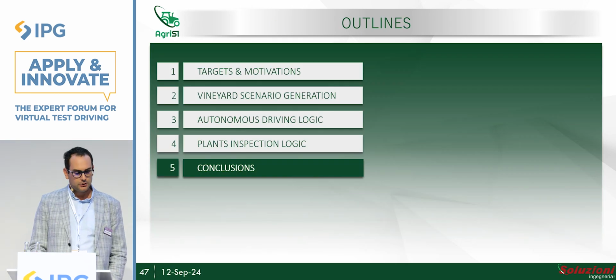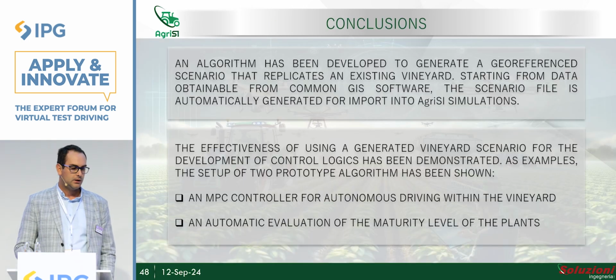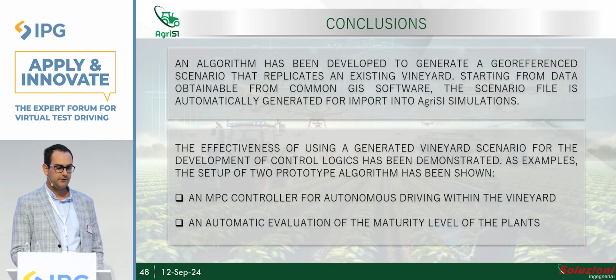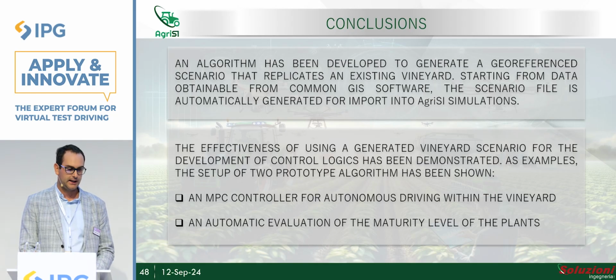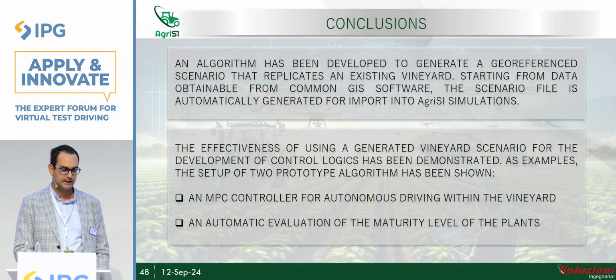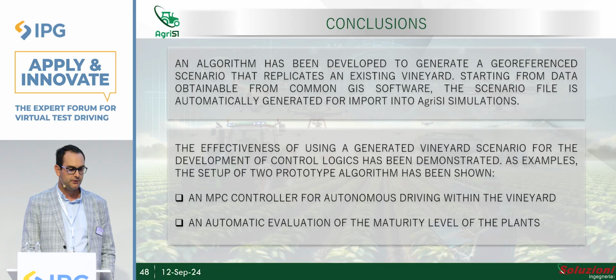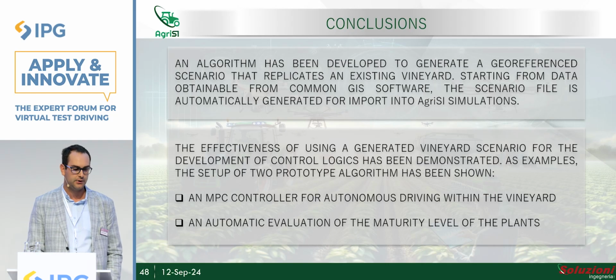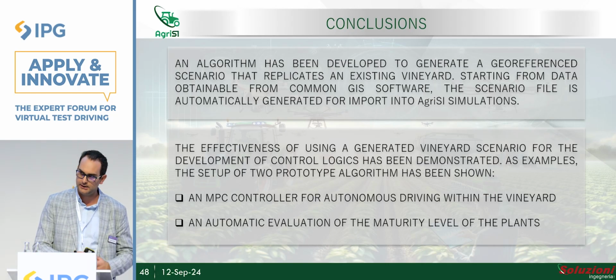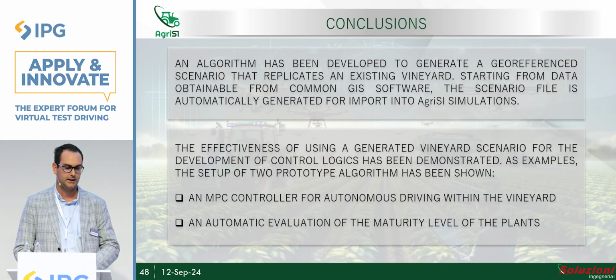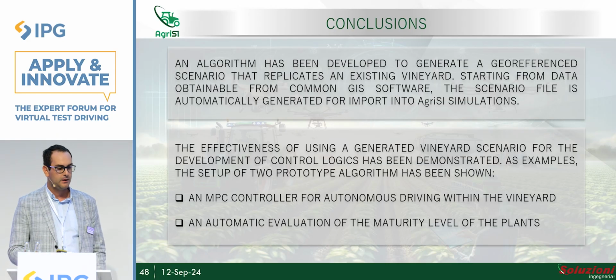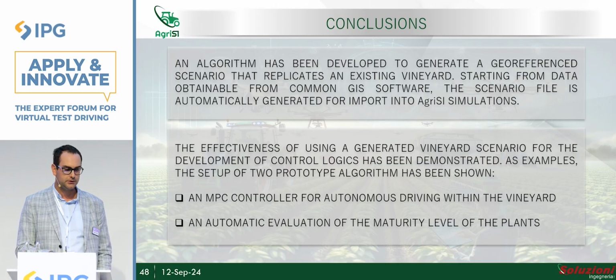So, just to conclude, an algorithm has been developed to generate a georeferenced scenario that replicates an existing vineyard, starting from data obtainable from common GIS software. The scenario file is automatically generated for import into Agrisy, and so car maker or truck maker simulations. The effectiveness of using a generated vineyard scenario for the development of control logic has been demonstrated.